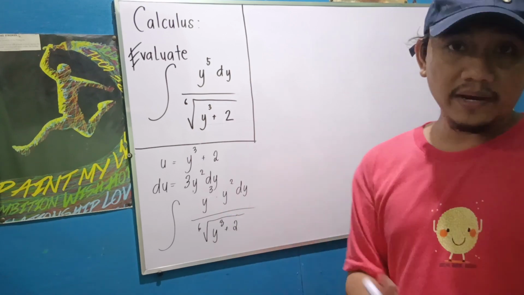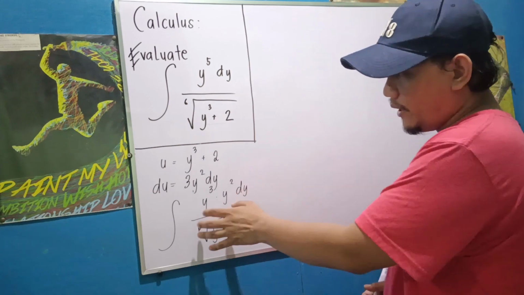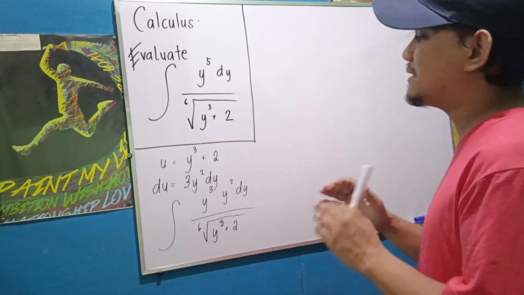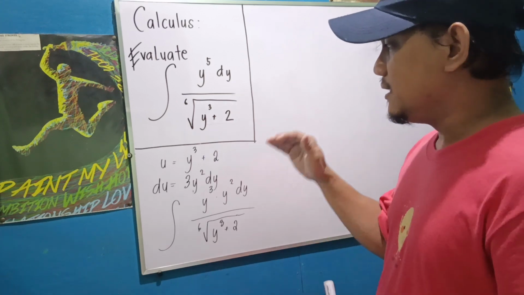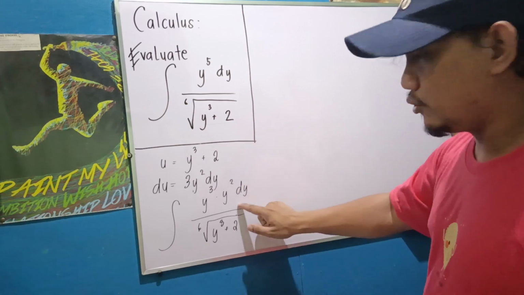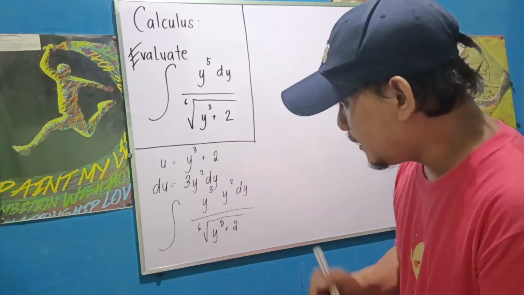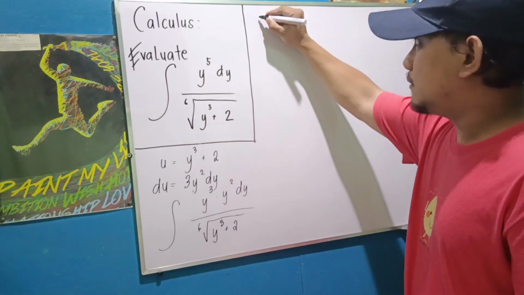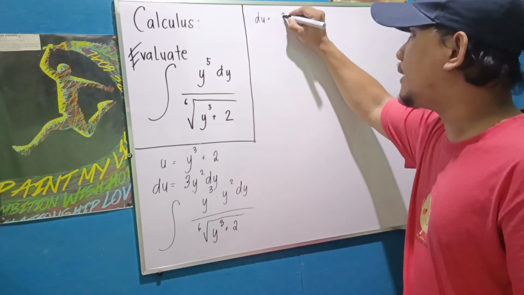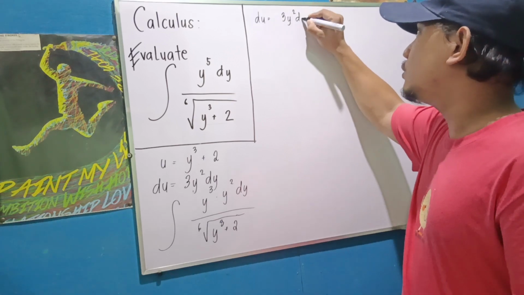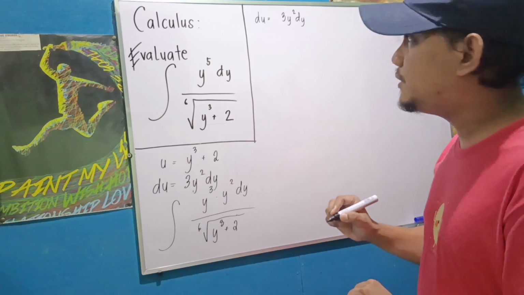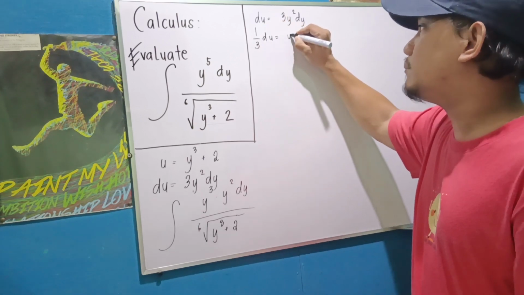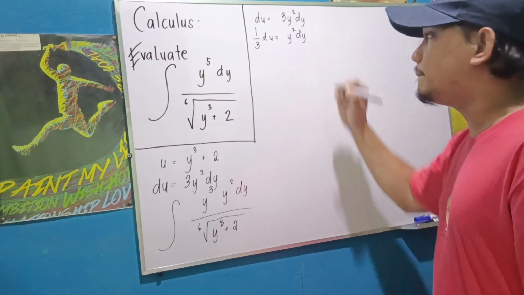Okay? So, ganun na yung mangyayari. So, y³ times y² dy all over the 6th root of y³ + 2. So, what's next? Ang gagawin natin, itong y² dy, pwede natin itong kunin dito. Di ba we have du equals 3y² dy. So, if we will express it in terms of y² dy alone, we just multiply both sides of the equation by 1/3, and that becomes 1/3 du equals y² dy.